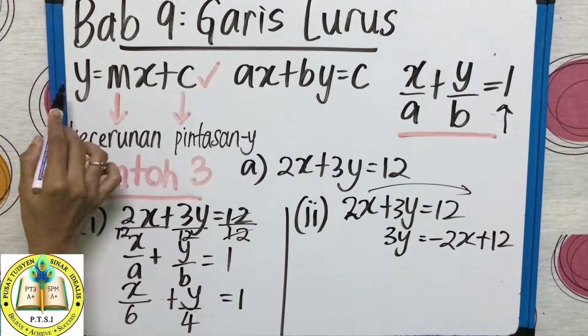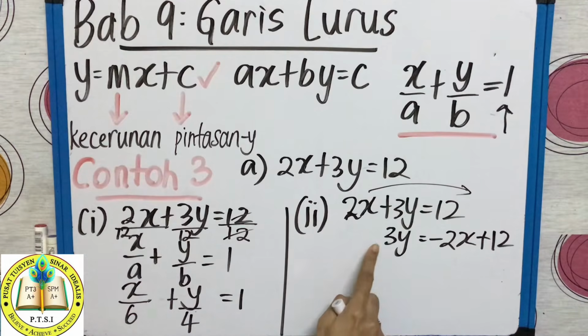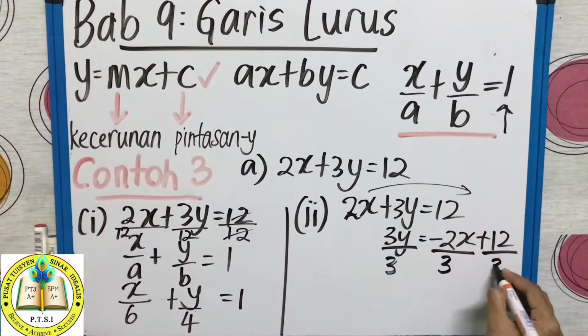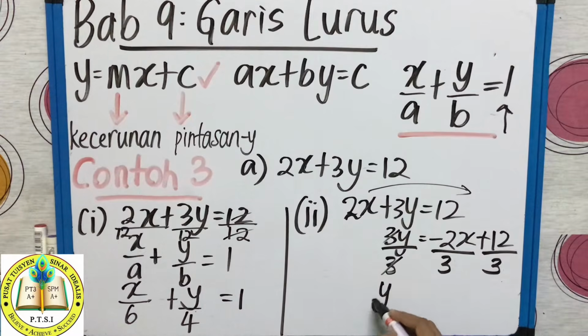Now teacher say y must be only 1. Tak boleh ada nombor lain. But here they gave 3y. So what you must do? Divide 3, divide 3, divide 3. So when you divide 3, this one can cut, you will get y.